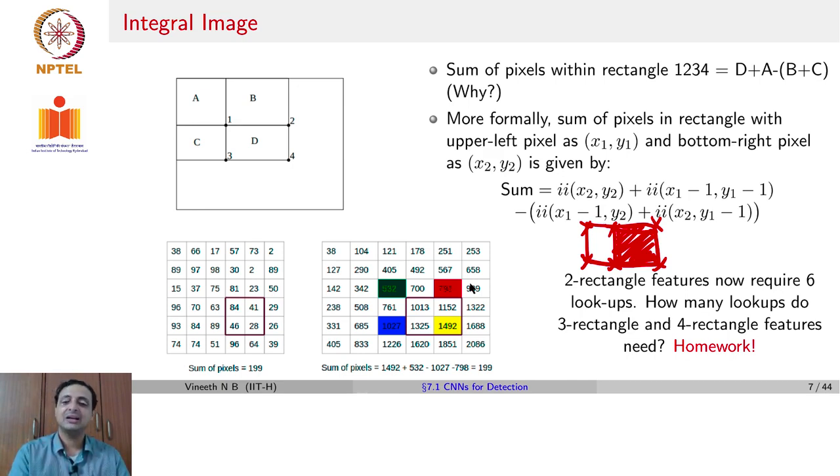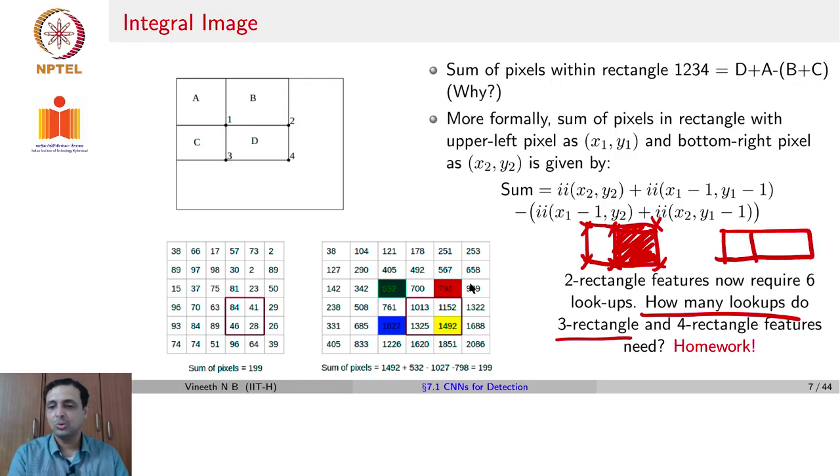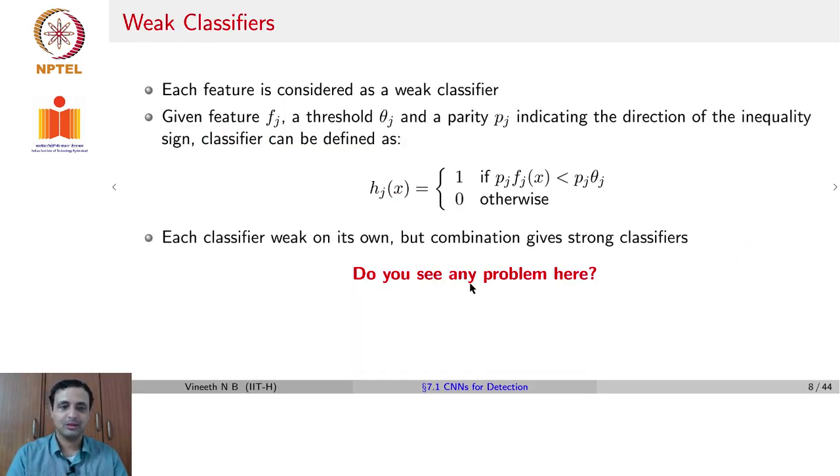As an exercise, try to think how many lookups you would need for a 3 rectangle feature. What do we mean by a 3 rectangle feature? Consider a Haar filter with, say, black in the center and white on both sides. Okay, so this would be a 3 rectangle feature. How many lookups would this need? It is simple, but work it out later. Similarly, what if you had a 4 rectangle feature, something like a checkerboard, something like this? Then how many lookups do you need? Think about it as homework.